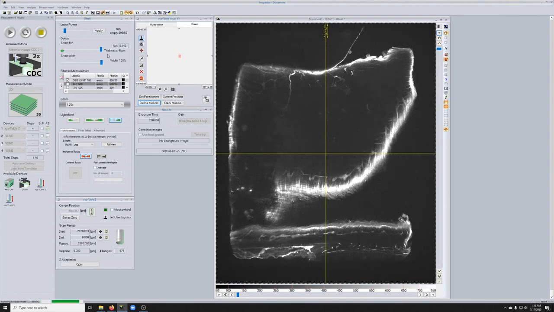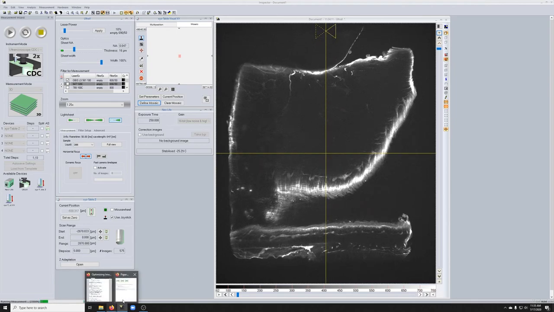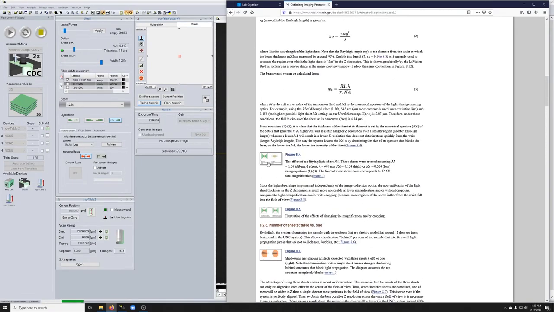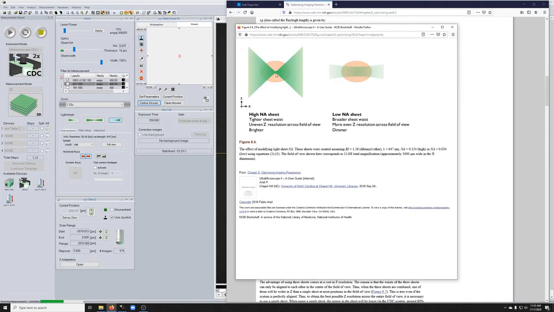One of the options is to lower the sheet NA. When we lower the sheet NA, which we do here, you can see the shape of the bow tie changes. Essentially what this means is that the light sheet is getting more even in the Z dimension. Now this comes at a price. When we have a high NA sheet, it's very thin in the middle, but it flares a lot. If we lower the sheet NA, it's thicker in the middle, but it's more even.